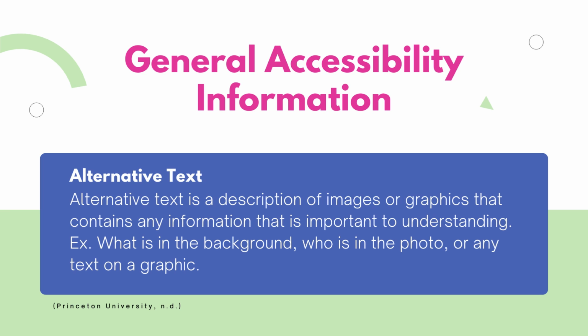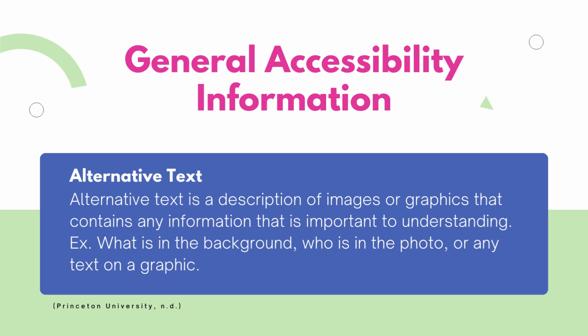Finally, I want to talk about alternative text. Alternative text is a description of images or graphics, and it's not just for social media. You want it to have anything pertinent to understanding what is happening that somebody should know. This could be what the background looks like, who's in the photo, what the person is wearing, or more.